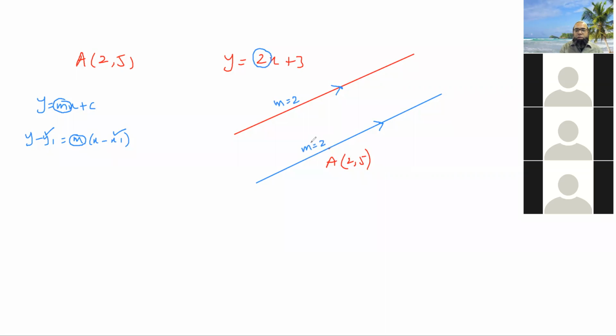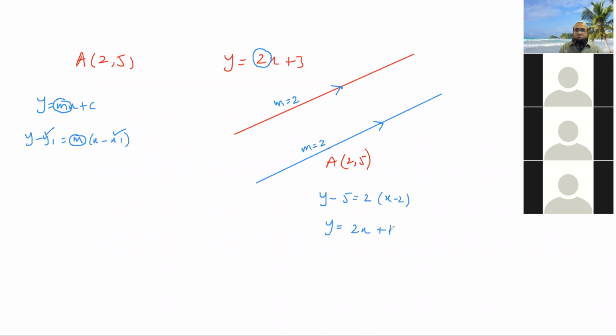So the required equation of this line, which is passing through this point A and is parallel to this given line, is y minus 5 equals 2 into x minus 2. Okay, so that is how you write the equation of this line. You can simplify this to 2x, minus 4, and plus 1. So that is the equation of this line. Got it?